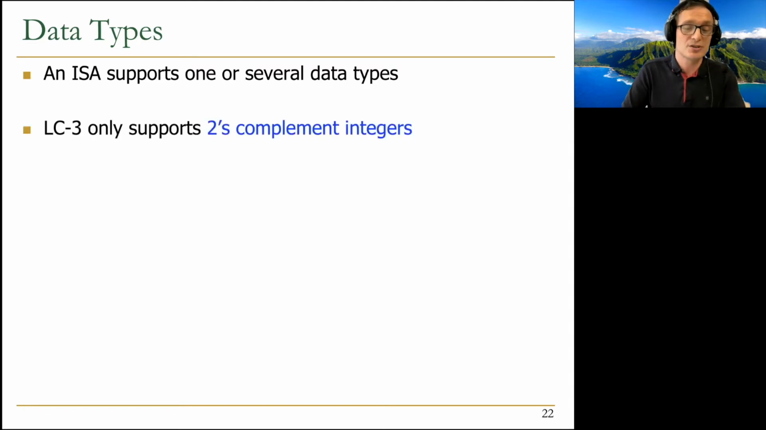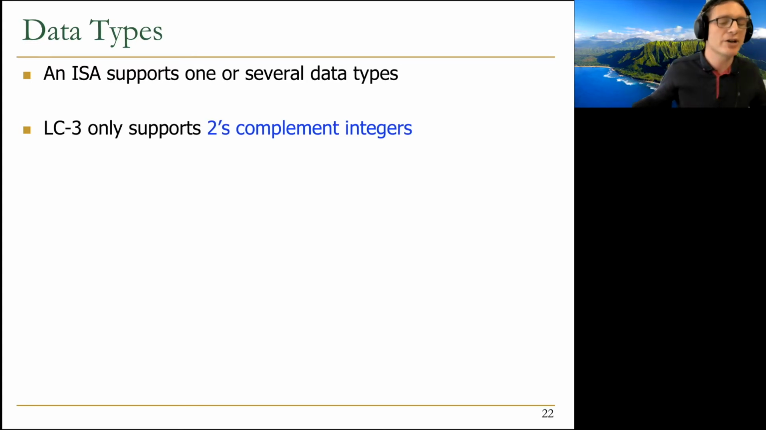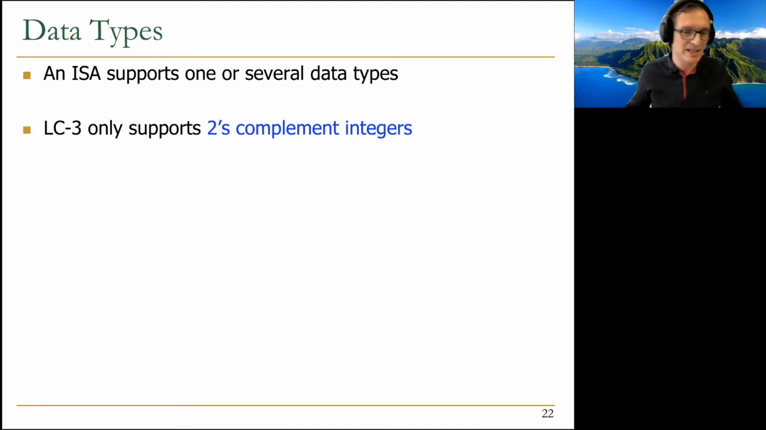It supports only 2's complement integers in terms of the arithmetic data types. 2's complement will become more clear in this lecture. We didn't cover it, but you can read it in your books. It's essentially one way of representing signed numbers such that addition and subtraction become easier. And 2's complement is a particular way of representing integers such that the integer and its negated value, when you add them together, you get a 0.